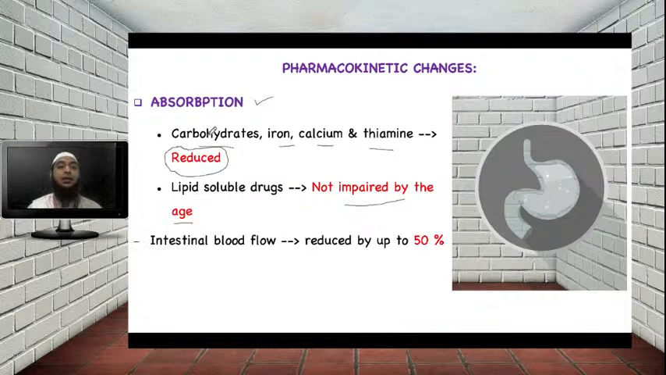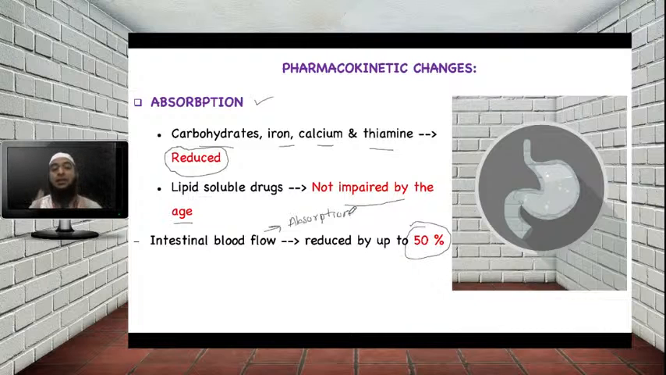Okay, in addition to that, it is observed that the intestinal blood flow is reduced by 50%, and blood flow plays a very important role in the absorption of the drug, especially from the intestine into the blood circulation. When you take a drug through the oral route, obviously it is disintegrated, it undergoes the process of dissolution, and it is absorbed into the blood circulation. So that depends upon the amount of blood flow towards the intestine.